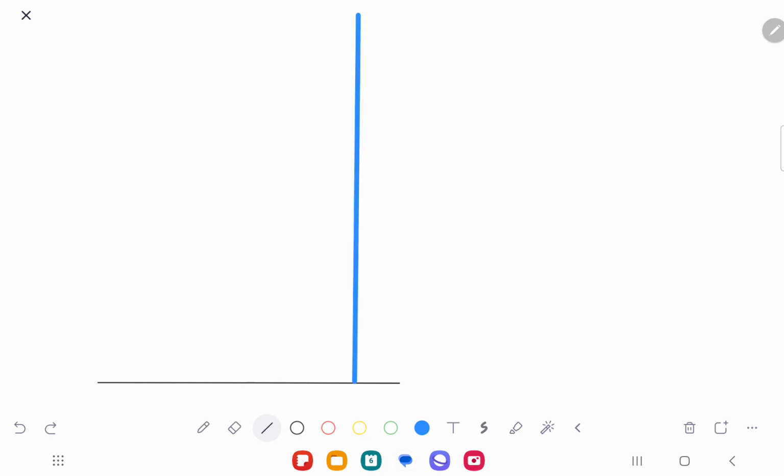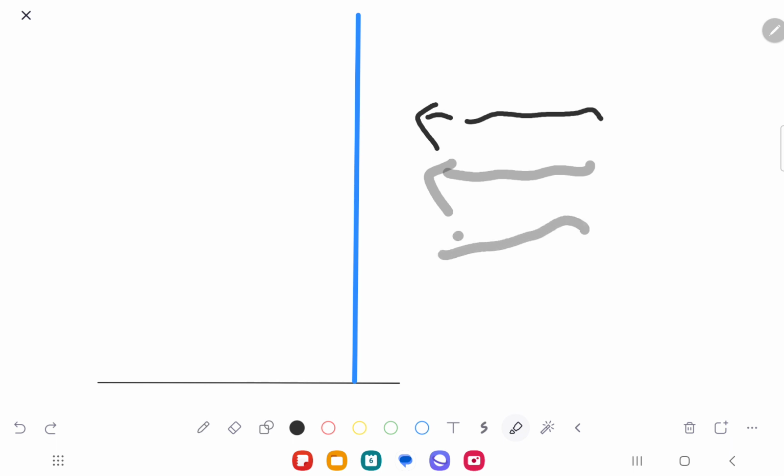The question said, this is the ground, and there was a very tall tree. I do not know the height of the tree, but the question says that due to heavy rainfall and a lot of wind blowing like this, the tree experiences a jerk, and the tree falls down. So this is the tree. This is the foot of the tree, TF.